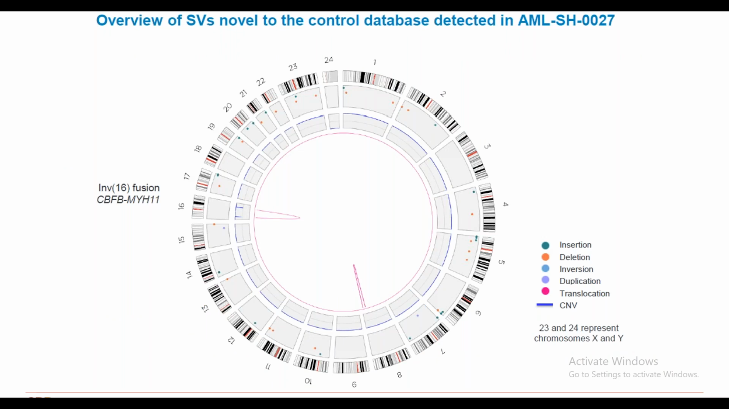This is just another sample. This is number 27. Again, we knew this sample had a fusion in chromosome 16, and Sapphire detected that. It also detected another translocation down in chromosome 8, and again, it detected lots of inversions, deletions, translocations.